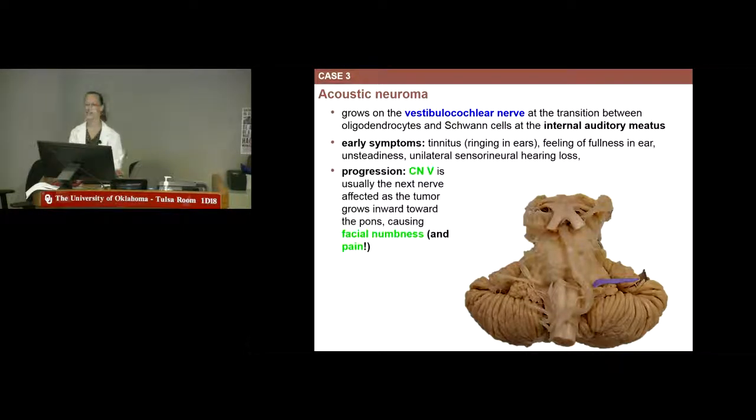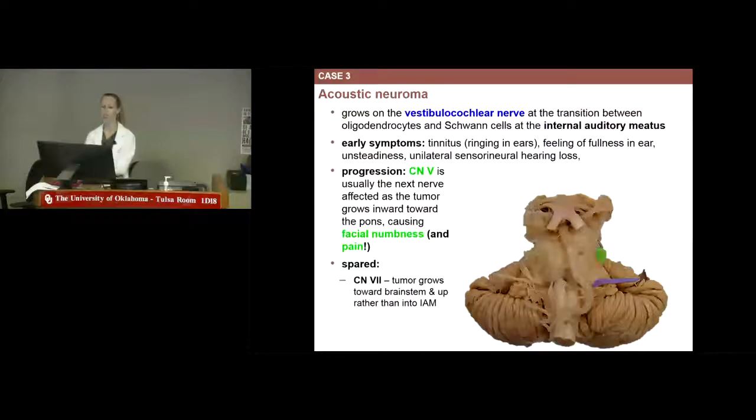And then as it progresses, what's the next cranial nerve that is affected with this tumor? 5. And what was our one cranial nerve reflex that had an issue? Was our corneal reflex. Okay, so remember, here's 5 right here on this brainstem. This thing grows out here in the internal auditory meatus and then will initially grow up and impinge on the trigeminal nerve. So facial numbness, and she did say she had face pain, right? Yes, there you go, left facial pain.